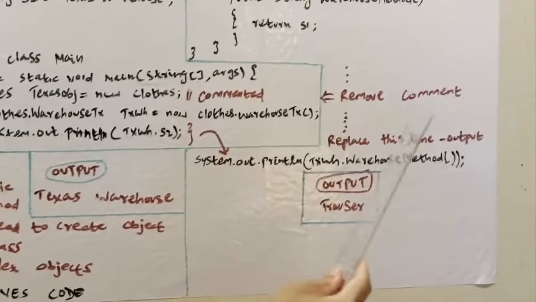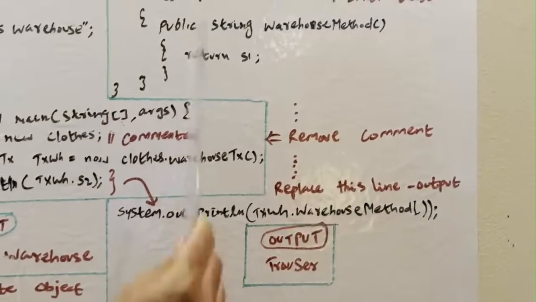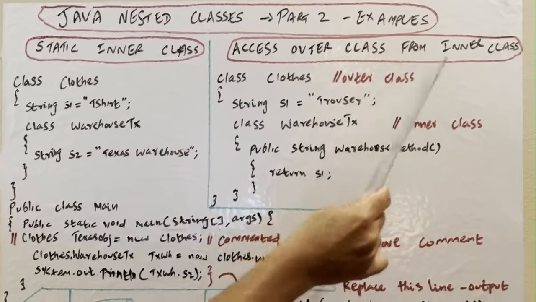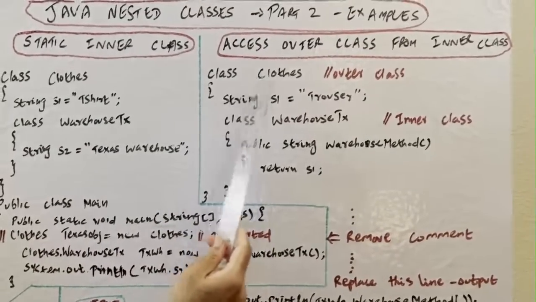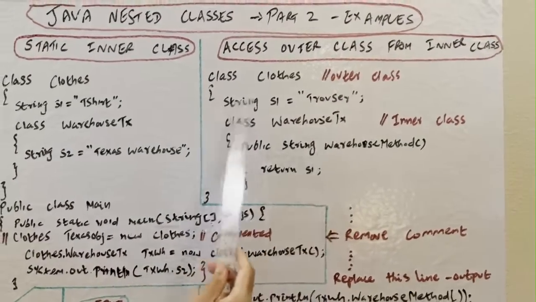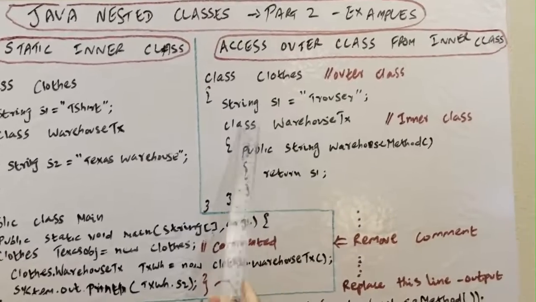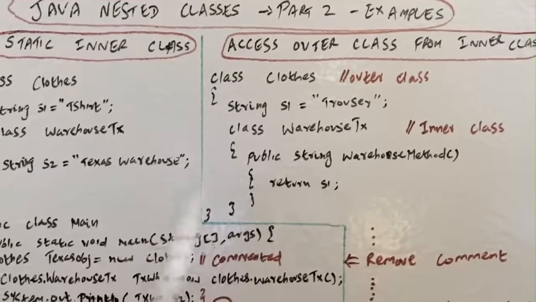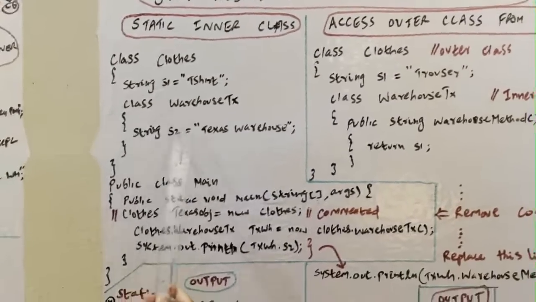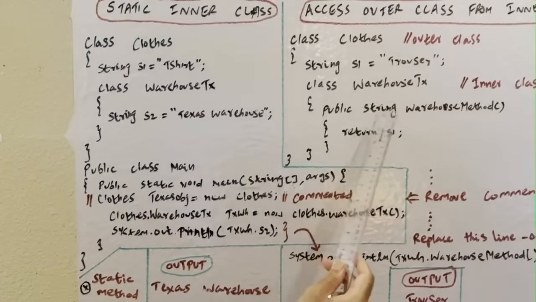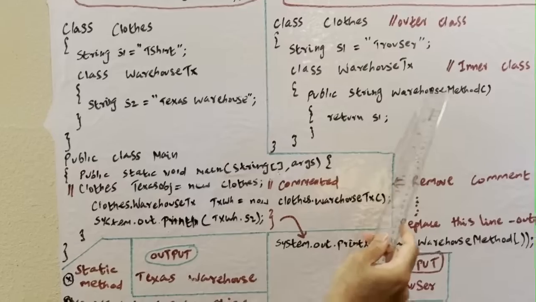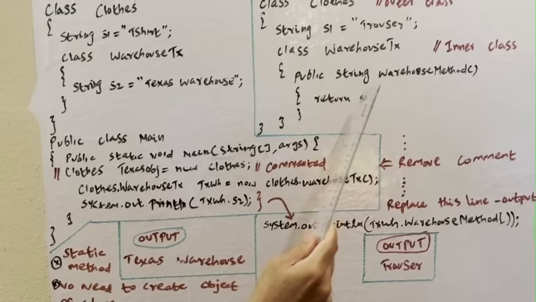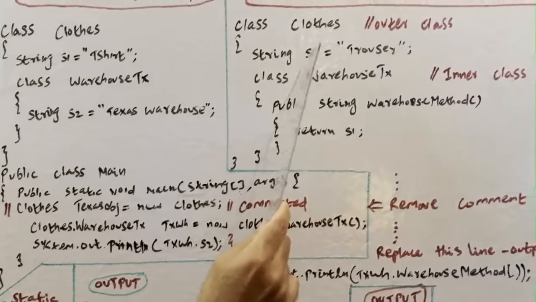And in here, remove the comment. This is the second program, this is the first one. Now, how to access the outer class variables from the inner class. For example, class clothes, the outer class, string s1 equal to trouser. Same thing here, this is the outer class, this is the inner class. But here I have a method. Before I had only a class and a variable, but here I am putting a public string method, warehouse method, return of s1. You are calling the outer class variable s1, trouser, from the inner class.